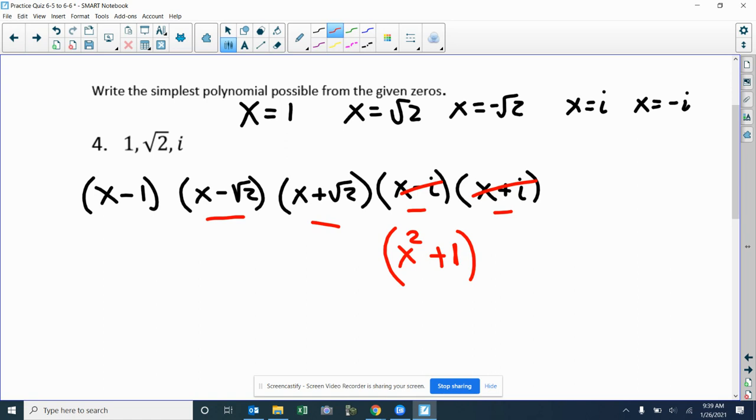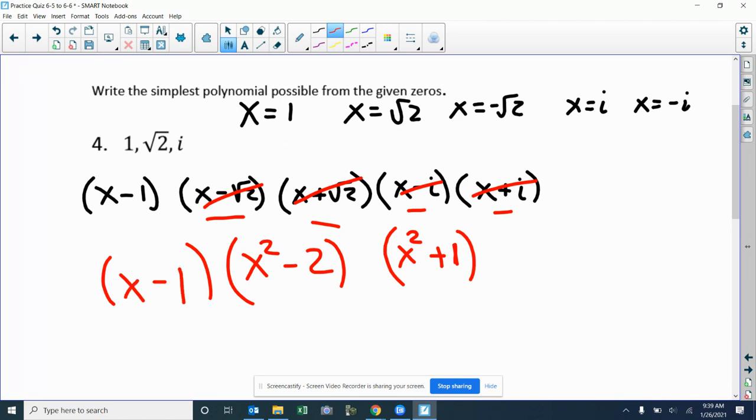Do the same here. x times x, give me x squared. I'm going to get positive x square root of 2 and negative, so those are going to cancel. Then I'm going to get negative square root of 4, which is 2. So those are done. Of course, this guy's just coming down for the ride.